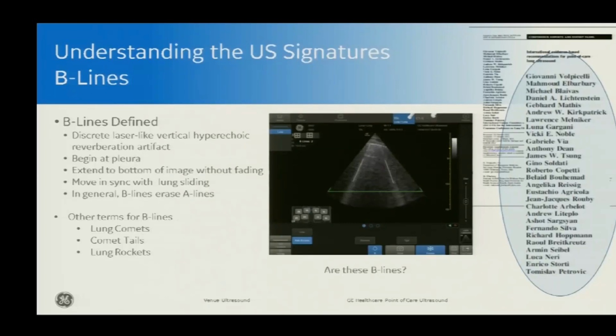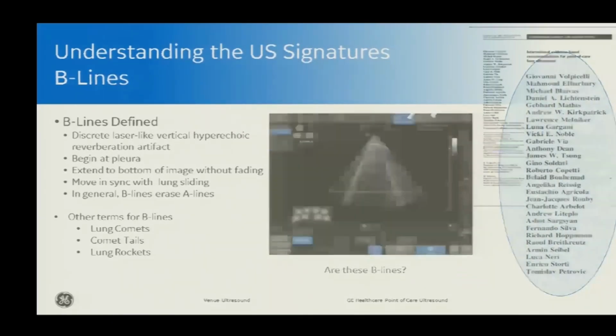So if you look at this image, you see two white streaks in the lung. Are these B-lines? Think about the definition for a moment and make your decision. If you said yes, then you're correct. These are actually B-lines. This isn't in real time, so you're not seeing that they're moving with the pleura, but they did, and they are beginning at the pleura and persisting all the way to the bottom of the image.